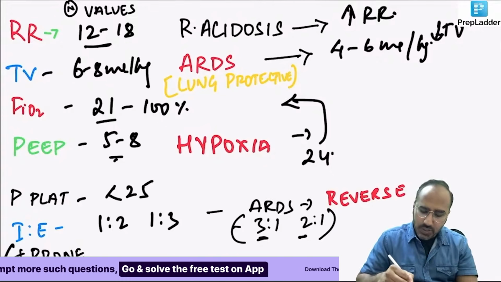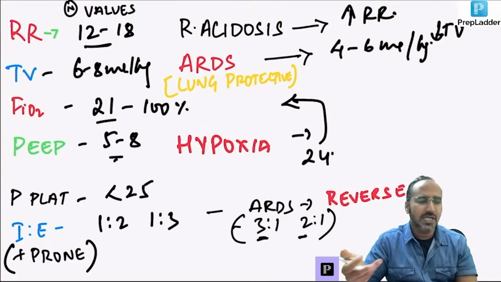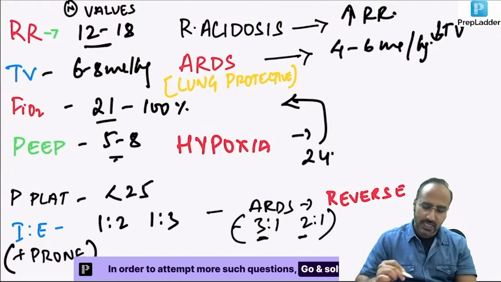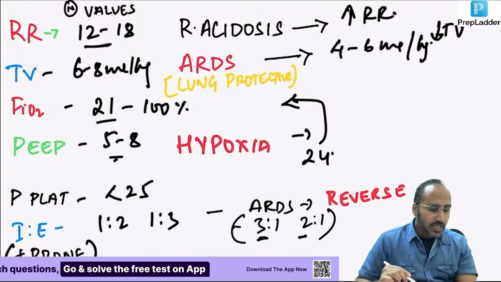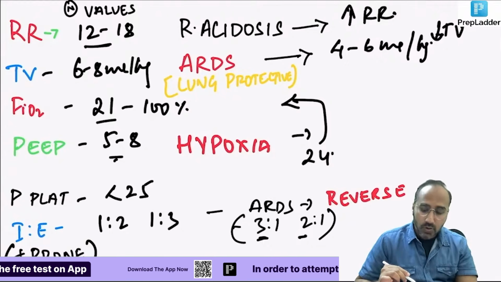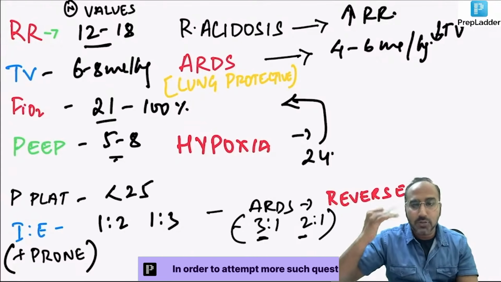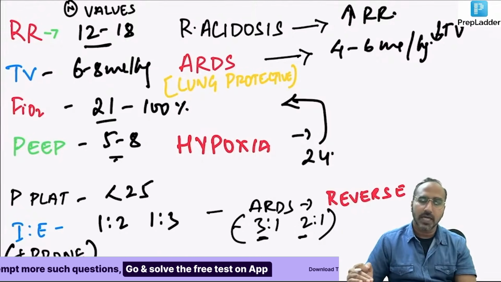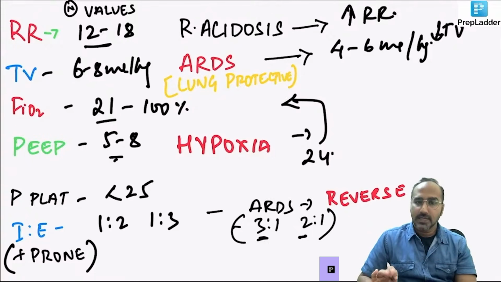And in ARDS, you can also go for prone position ventilation, keeping the patient 16 hours in the prone position and then 4 hours of normal supine ventilation. Okay, that's regarding it, guys. If at all you are keeping a high FiO2, then you have to increase the PEEP also. PEEP can be adjusted according to the FiO2 levels.